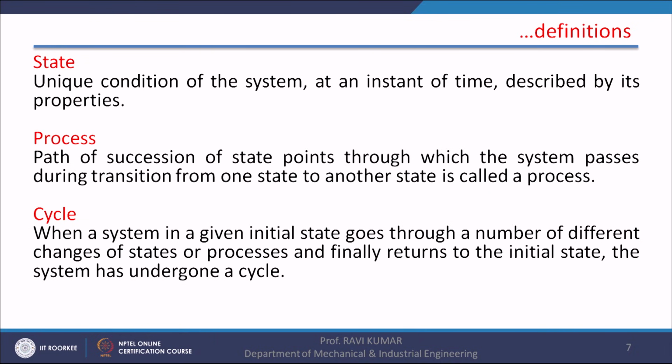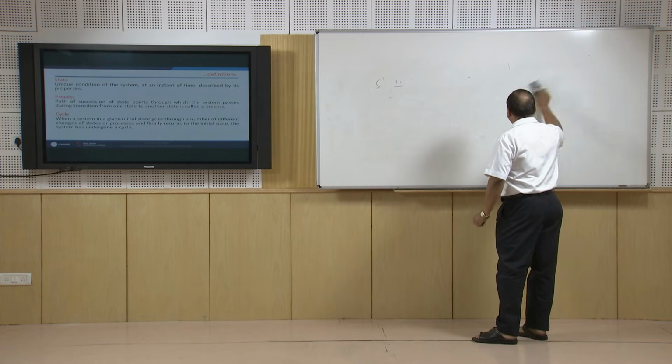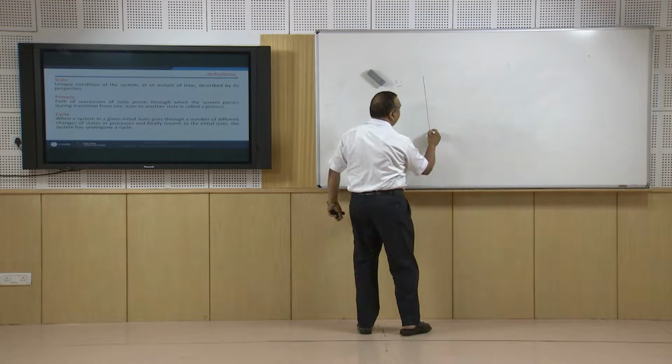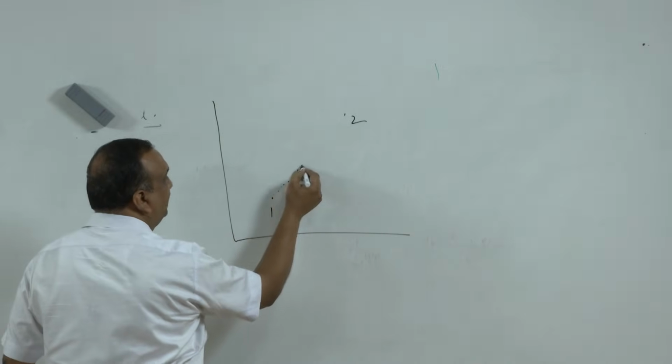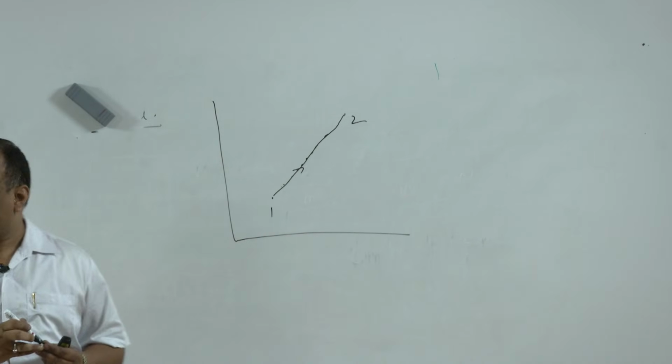Now the state of the system is the unique condition of the system at an instant of time described by its properties. In order to describe the state of the system, a minimum of two properties are required. Another term is the process: the path of successive state points through which the system passes during transition from one state to another state is called a process. Suppose a system passes from state 1 to state 2 through different successive states.